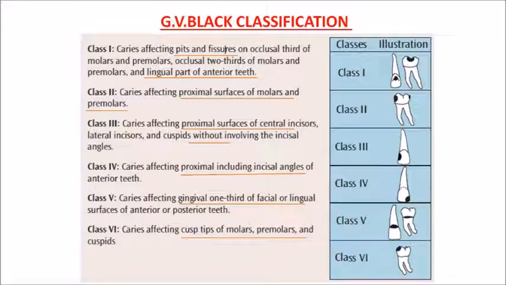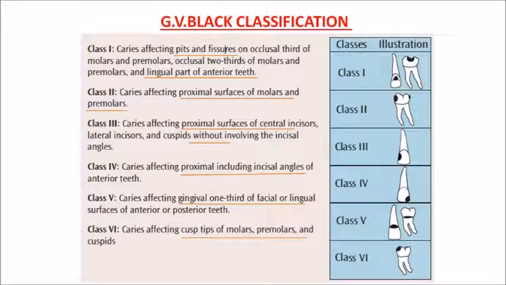Fourth one is class 4, which is caries affecting again the anteriors. So class 1 and 2 are posteriors, 3 and 4 are anteriors. Class 4 is also the proximal surface only, but including the incisal angles, as well as incisal edges, of the anterior teeth. Third one does not involve the incisal angles.